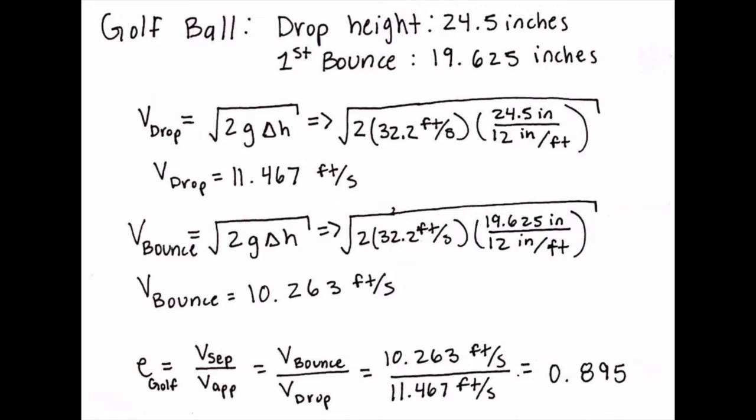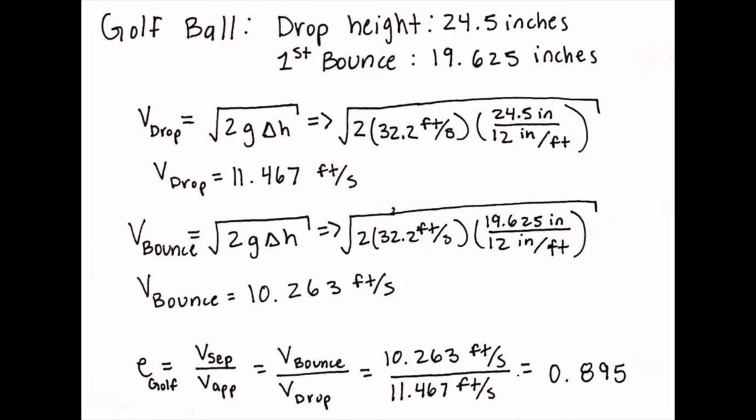Both balls were dropped from an initial height of 24.5 inches. The golf ball bounced to a peak height of 19.625 inches, while the ping pong ball had a peak bounce at 18 inches.